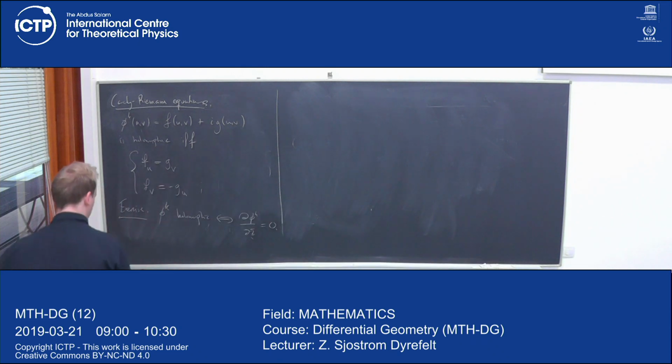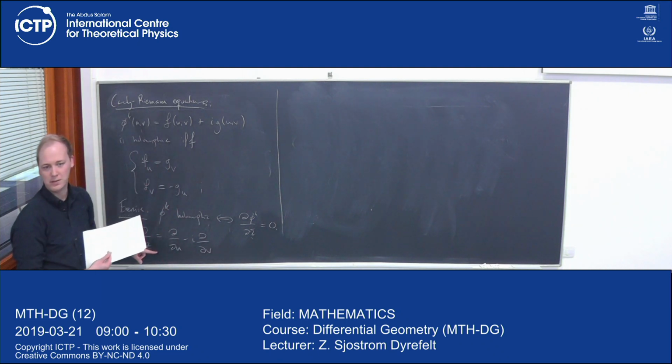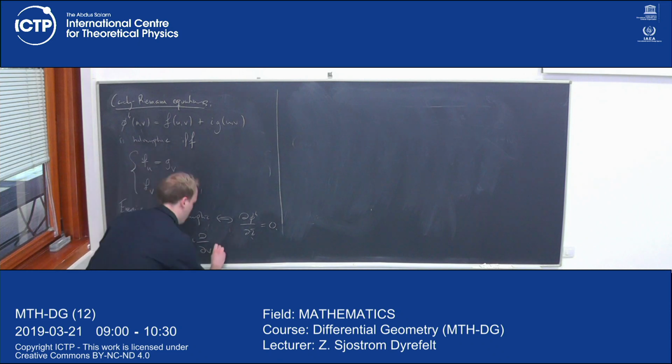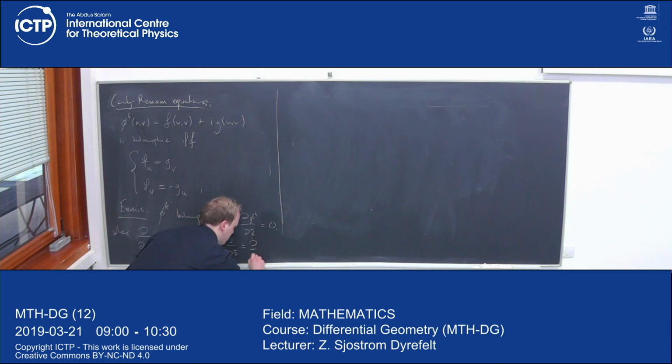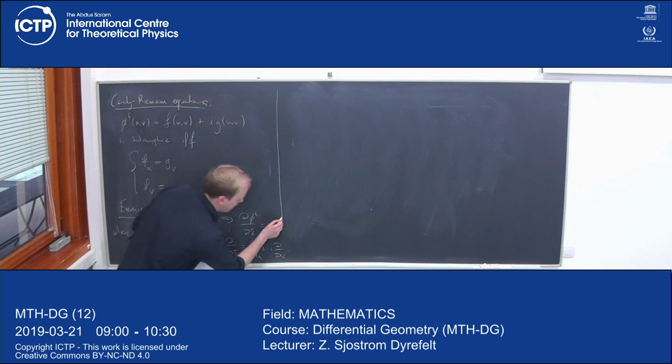Okay, so here, let me write it here. Where partial z is equal to partial u minus i partial v, and z is equal to u plus iv. Then we have this, and partial z bar is equal to partial u plus i partial v. Okay, so this is how it's defined.